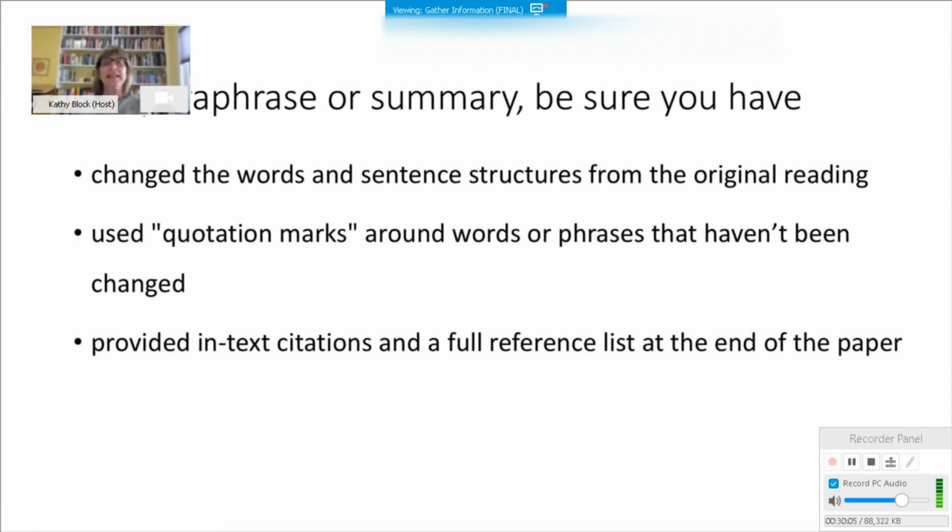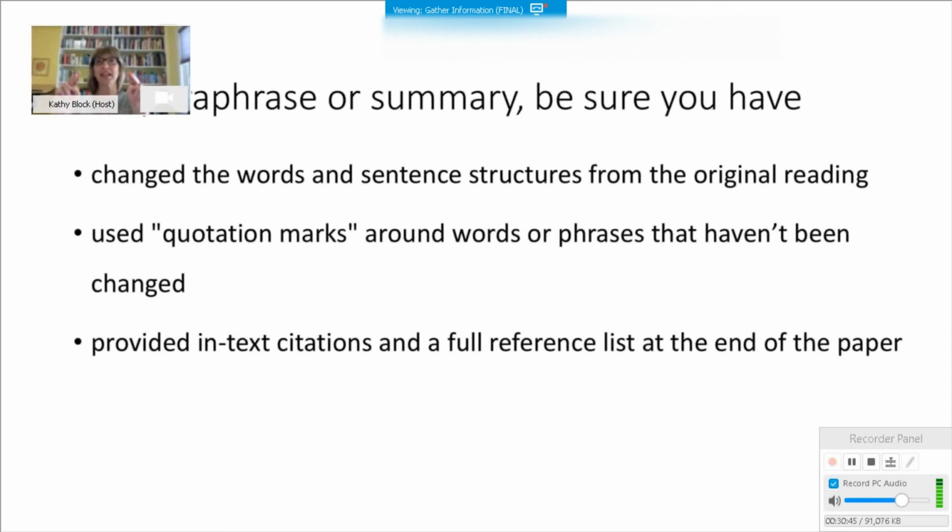Let's look more closely at paraphrasing and summarizing. These are the paraphrases or summaries that could eventually be used in your final draft. It's really important for information that comes from your reading. If it moves into your paper, it's important to double check that the ideas have, in fact, been put into your own words. For paraphrases and summaries that you use in your final paper, be sure you have changed the words and sentence structure from the original reading.